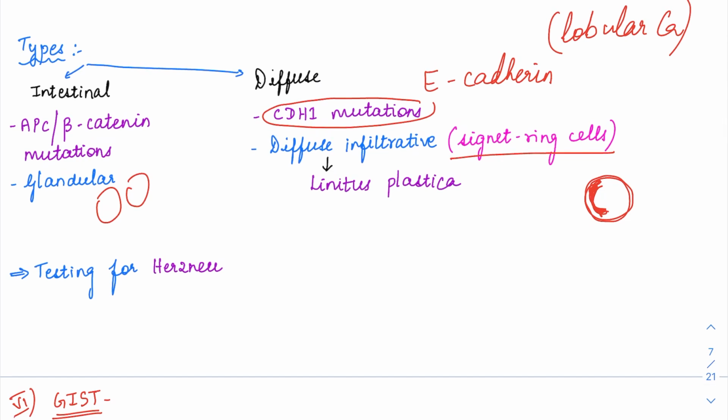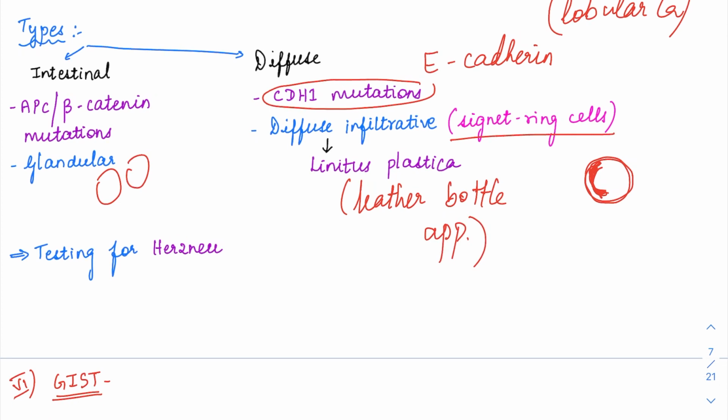Since these are diffusely infiltrating cells, they usually do not produce a mass. So polypoidal growth will not be there, but it will be diffusely infiltrating as single cells. So the entire wall of the stomach is going to be involved, and the wall of the stomach will be quite thickened, and that is what is called linitis plastica. Linitis plastica literally means it is going to appear like a leather bottle. So leather bottle appearance is seen in diffuse gastric carcinoma.